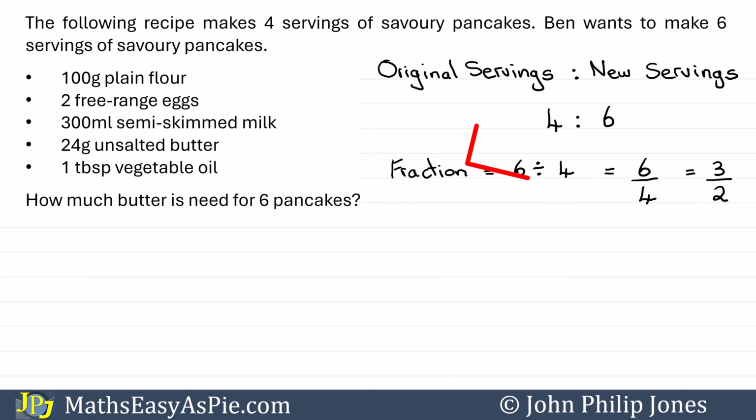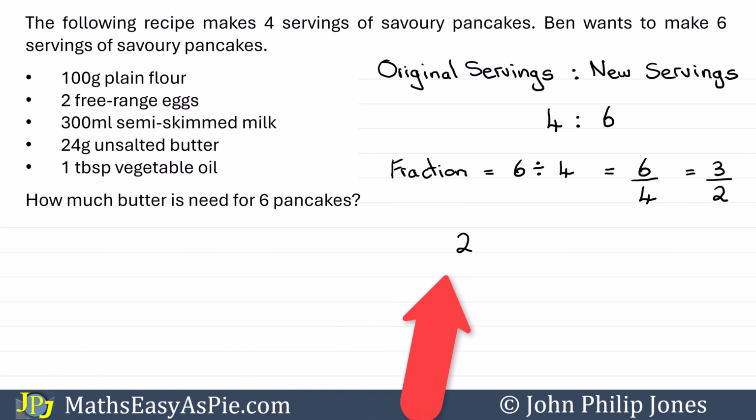So you can see that this ratio has here been converted to a fraction by dividing the 6 by the 4, which we can write as 6 over 4. And of course, 6 over 4 will cancel down because you can divide both the top and the bottom by 2, to 3 over 2.